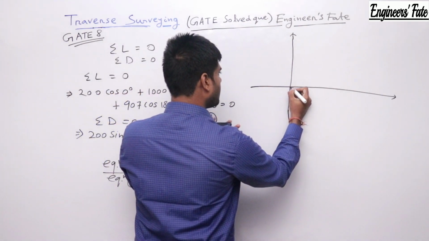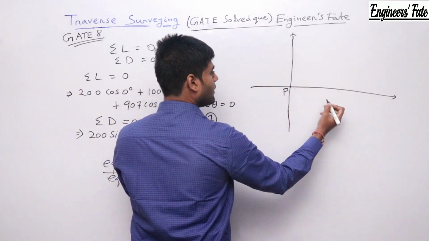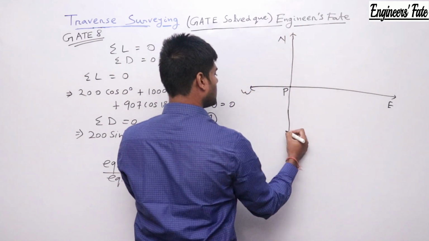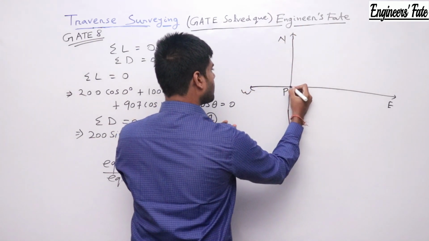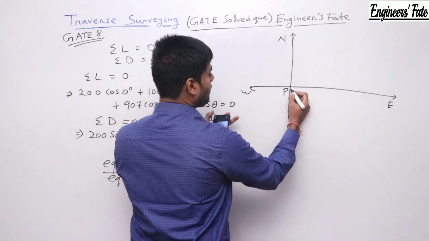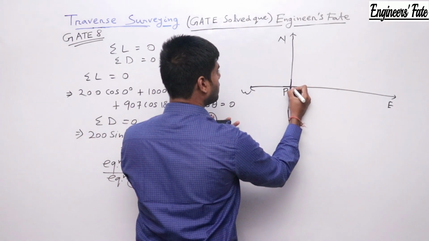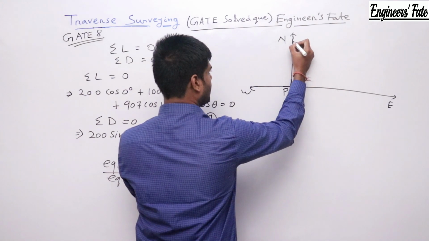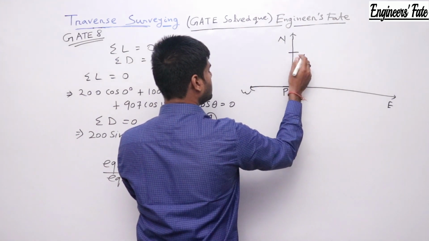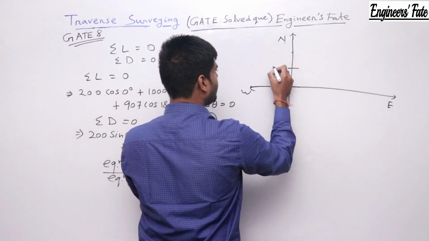So first, let me start from point P. Okay, I have started at P. This is east, this is west, this is north, and this is south. So I have started my surveying work at P. From P, the length of PQ is given as 200, and the bearing is given as 0 degree. So 0 degree means this line. Suppose I am writing 200 here.